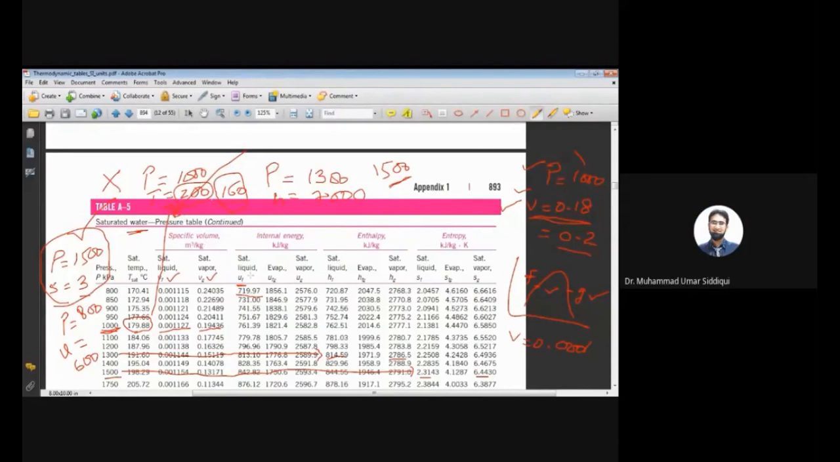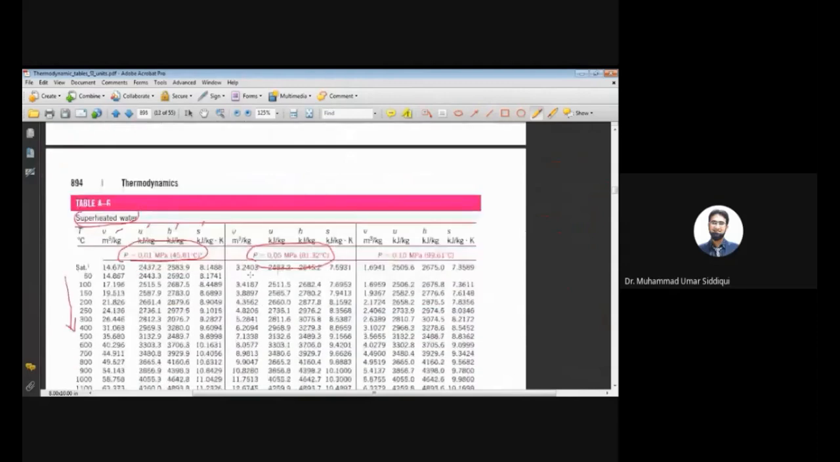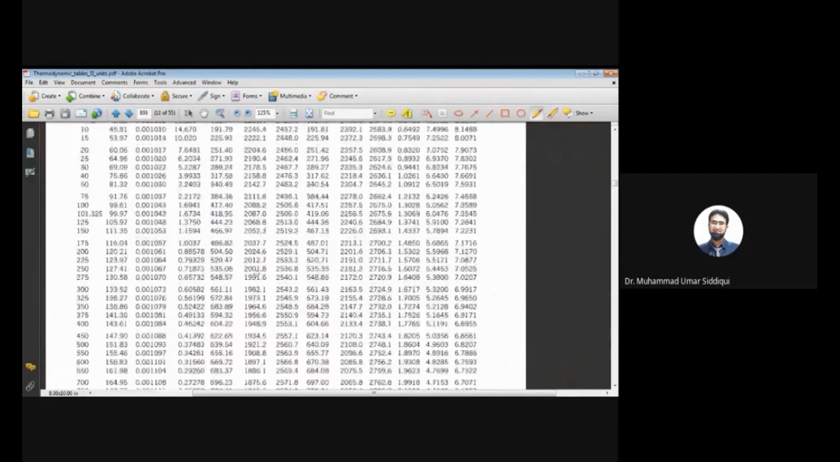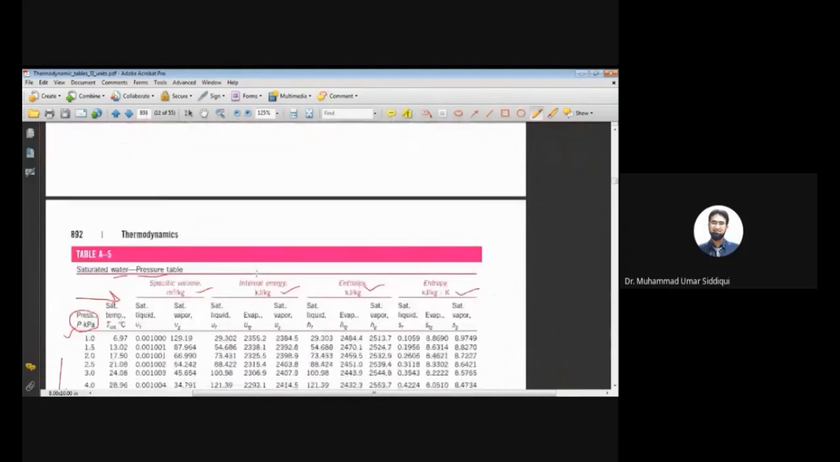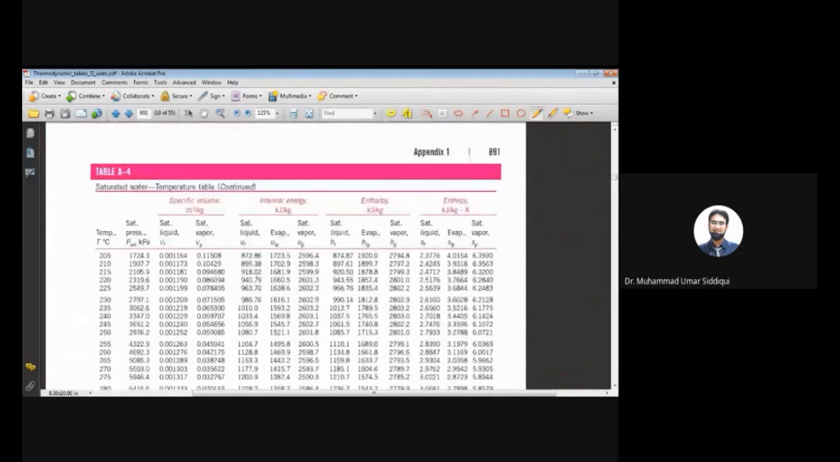If this thing is clear, now let's move towards a different table. That was the saturated pressure table that we were discussing. Let's go to the saturated water temperature table. We will move towards the saturated water temperature table if we have two properties, and among those two properties, one of the properties is temperature.